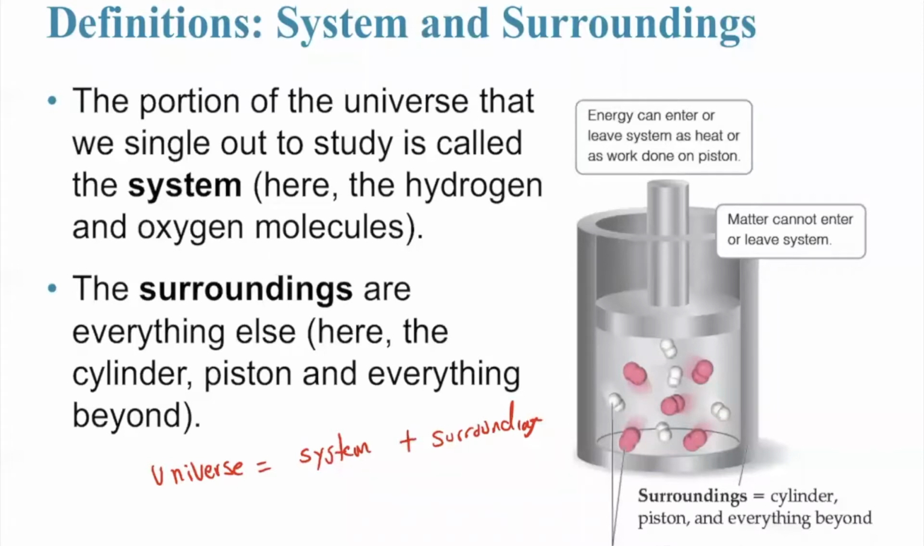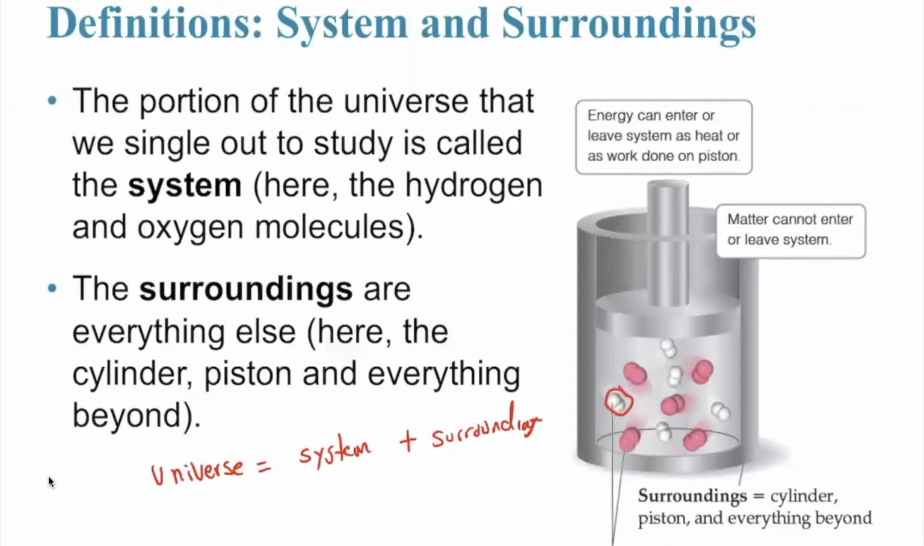As a scientist, we have the flexibility to define the boundaries of the system. For example, we may only want the stuff inside the pot, or we may want the pot to also be part of the system. So you have to be careful how you define this, to make sure you know whether energy is coming into the system or going out of it. Notice here the system is your oxygens and your hydrogens. That's what's being studied. Everything else, such as the cylinder, the piston, and everything beyond that, is considered the surroundings.